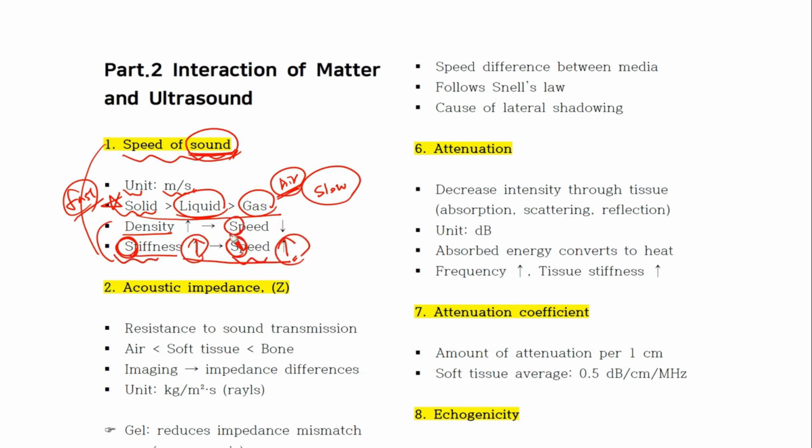Next, the first letters are different from each other. Here it's S and here it's D. In this case, density and speed have an inverse relationship. Shall we take a look? When density increases, speed decreases. They have an inverse relationship. If you just remember the first letters like this, you can easily summarize these relationships.